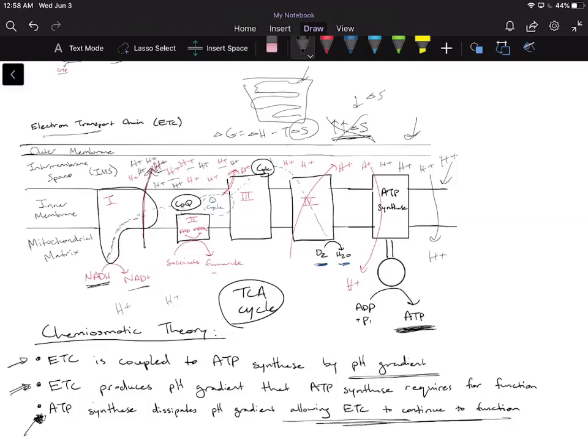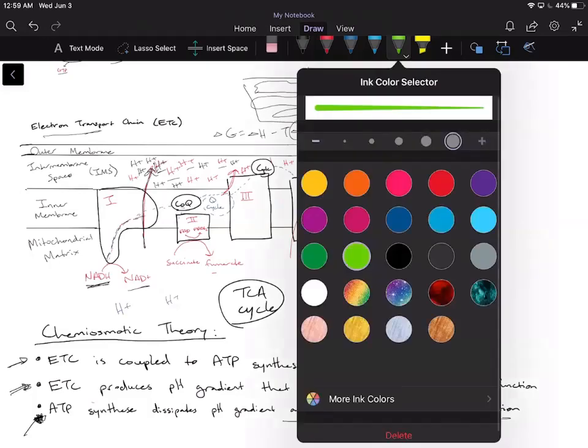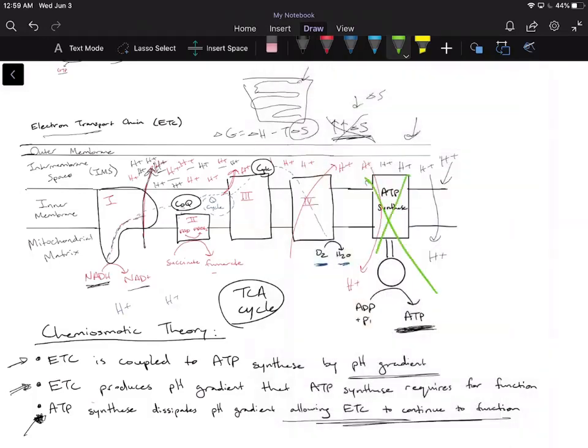We're going to pass these electrons through the complexes, and that's what helps power and pump these protons against their concentration gradient. But think about it like this. If we said that ATP synthase no longer functions, is there anything to dissipate the proton gradient?